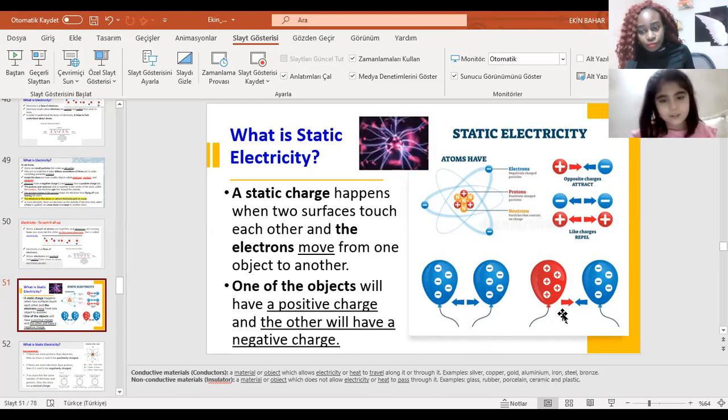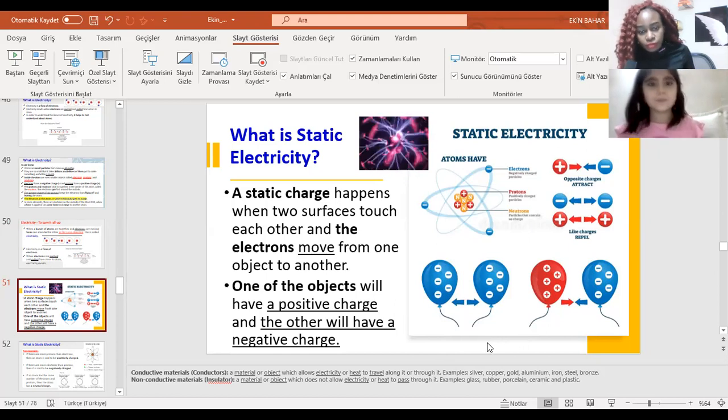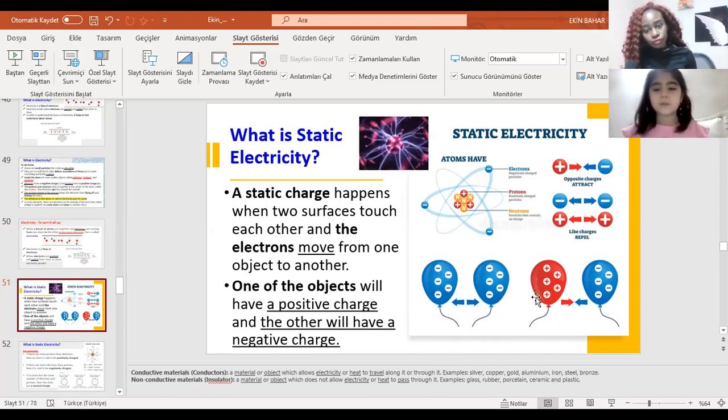Actually, a static charge happens. Right, a static charge happens when two surfaces touch each other, like this, and the electrons move from one object to another.